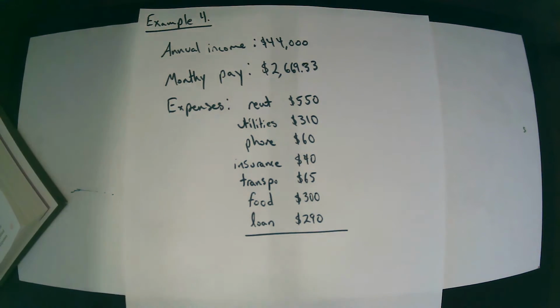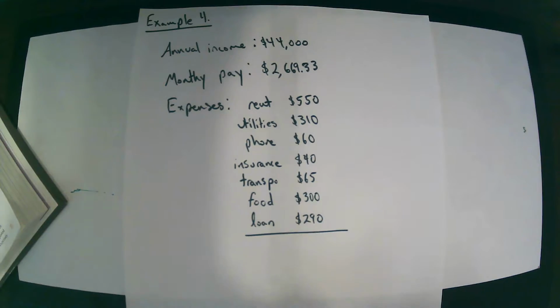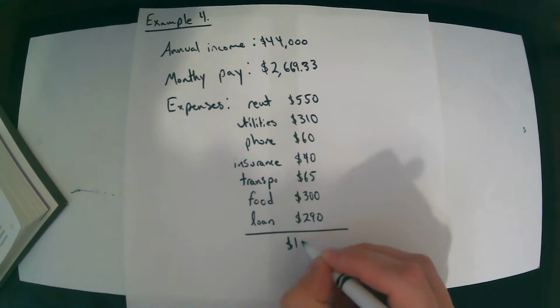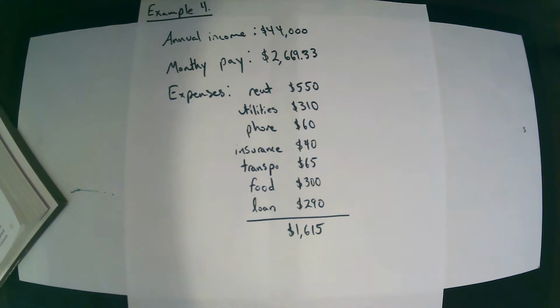Video cut out on me there, but I'm just picking up with example 4. I was about to find her monthly expenses, so just adding all of these up, plus 40, plus 65, getting $1,615. So I've got steps 1 and 2 done.